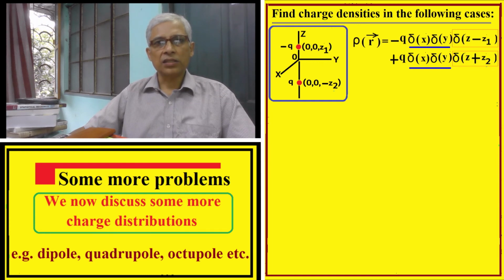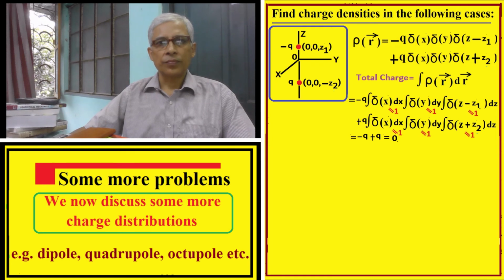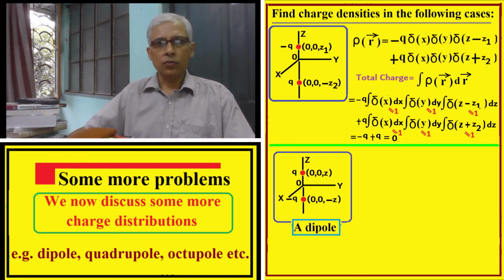Since the charge lies on the z-axis, the x and y components of the Dirac deltas would be the same, namely Dirac delta x into Dirac delta y, and this is underlined in blue. The z part would differ. We can find, as in the previous problems, the total charge, which is 0, since the area under the Dirac delta curve is unity. Now let us sail over to the next problem, where we consider a dipole.